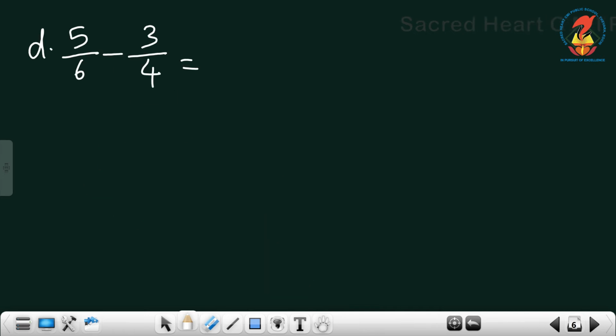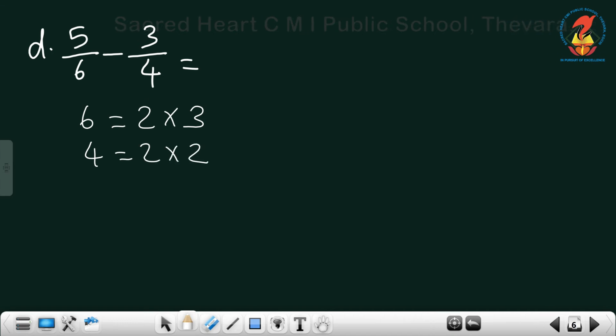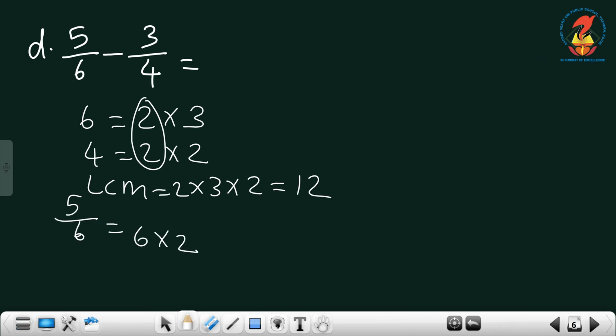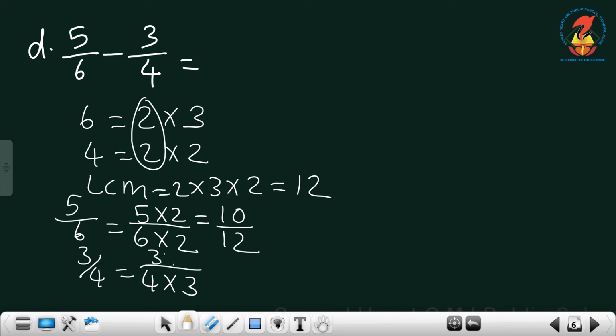The next one is 5 by 6 minus 3 by 4. Here prime factorization of 6 is 2 into 3 and of 4 is 2 into 2. So common 2, and LCM equals 2 into, the balance 3 and 2. 2 3s are 6, 6 2s are 12. Okay, and after that we need to change. 5 by 6 will become what? 6 into 2, 5 into 2, that is 10 by 12. So 3 by 4: 4 into 3, so 3 into 3, that answer is 9 by 12.